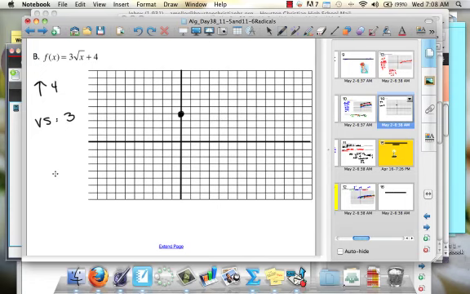Now, if you remember, my parent function did this. At x is 0, you had 0. At x is 1, you had 1. When x is 4, you had 2. When x was 9, you had 3. Okay? Well, I'm going to add f of x plus 4, and that's going to give me what I've got here, okay?